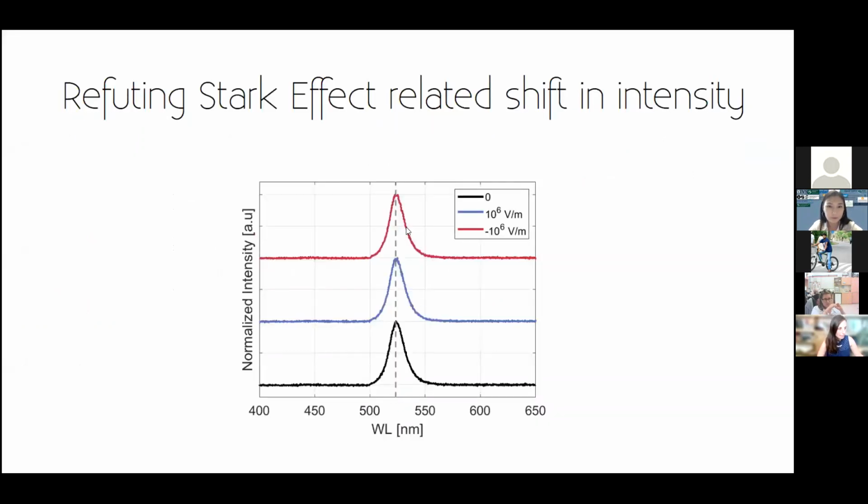And here you can see that when we apply a field, this is the same nanowire, and in black you can see no electric field, in blue it's a field in one direction with respect to the nanowire, and in red it's the other direction. So you see that there's no shift in the band gap. It's 525 more or less nanometers. It depends on the exact diameter. But we don't see any Stark effect related shift, if that was your question. It's a pure intensity modulation of the photoluminescence that arises from the dynamics of the charge carriers. I hope I answered your question. Yes, thank you. No problem.